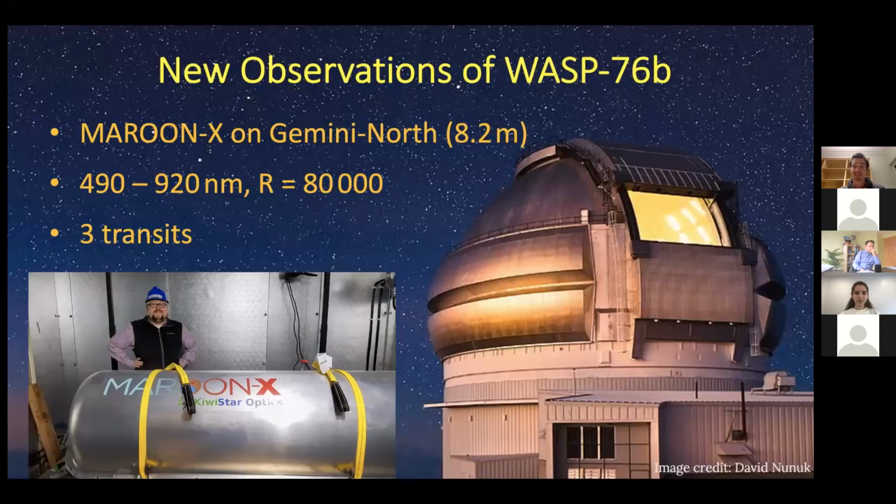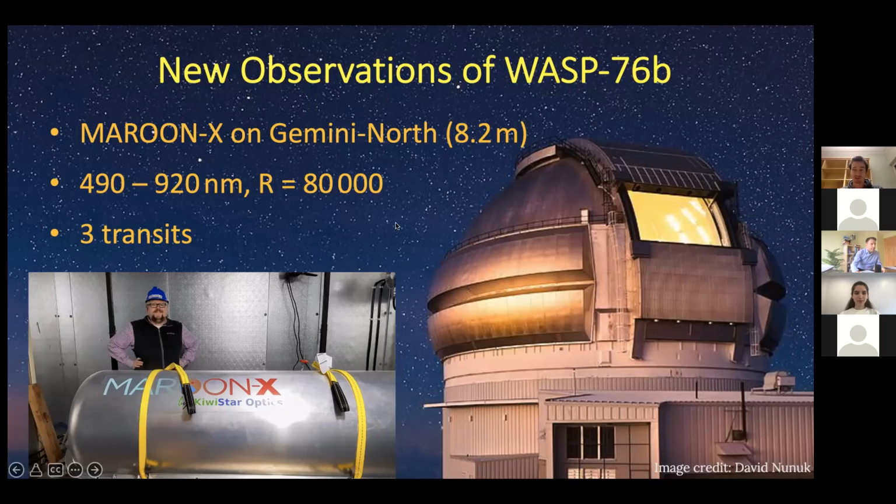So we used Maroon-X. It's a new spectrograph. You can see it down here. This is Andreas, one of our collaborators with the Maroon-X spectrograph. It's on the Gemini North Observatory. All you need to know is really it's a big mirror, so we get really good signals. It's a high resolution spectrograph covering 490 to 920 nanometers, so most of the visible light and a bit of the near infrared, at a high spectral resolution. So we're able to actually resolve spectral lines. And we used Maroon-X to observe 3 transits of the ultra-hot Jupiter WASP-76b.